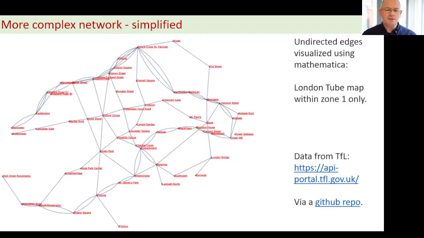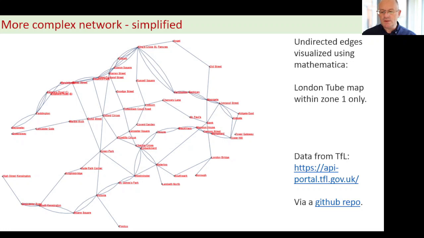So here's a simplified version of that. We've taken that and we've just taken all of the stations, all of the nodes that are in zone 1 of the tube fare structure in London. You'll notice that between High Street Kensington and Bayswater there's no link. That's an oddity in the data, and we'll come back to that later.